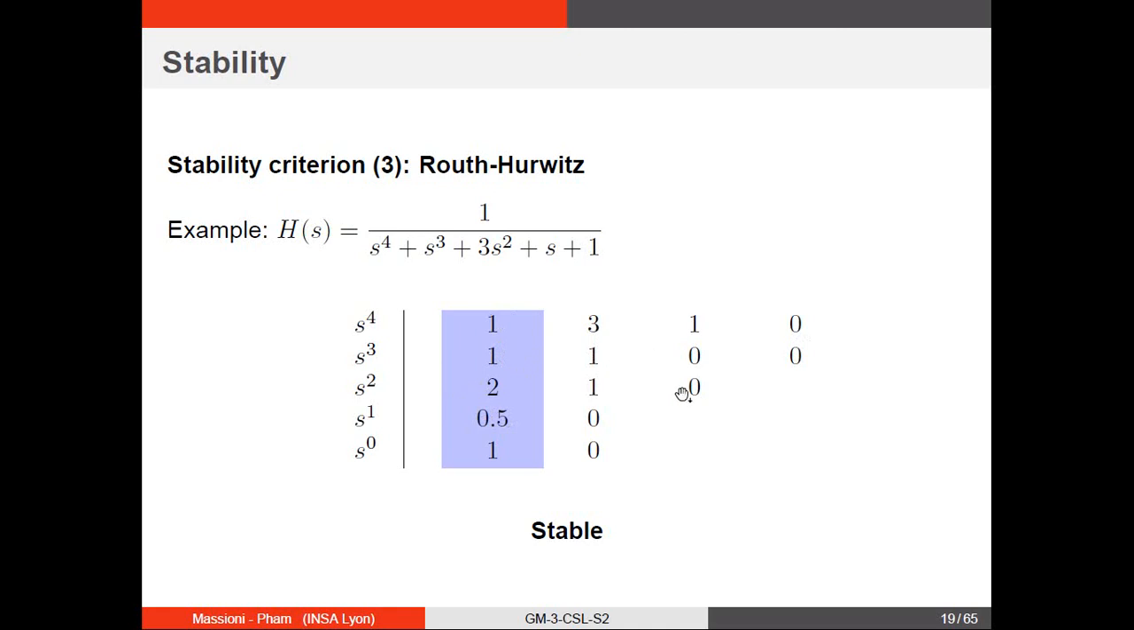Okay, so now we move on. Next row, this term over here is given by 2 times 1 minus 1 times 1, divided by 2, which basically gives 0.5. And this one will yield 0 because it is 2 times 0 minus 1 times 0, etc. Then the last term we get 0.5 times 1 minus 0, divided by 0.5, which gives us 1, and we are finished with this one. So all the terms are basically positive, so the system is BIBO stable.